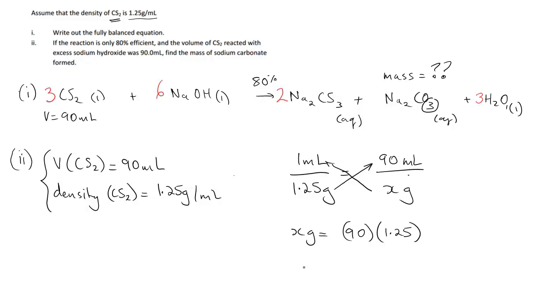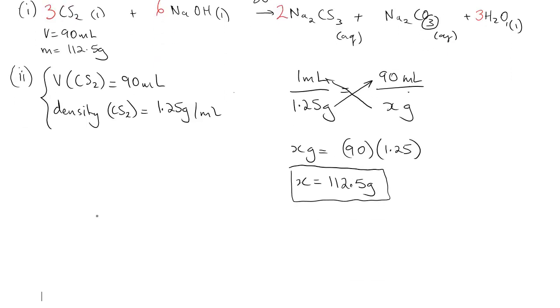Okay, so 90 times 1.25, that gives us 112.5 grams. So that's the mass of, instead of expressing it as volume, we know the mass. Mass is equal to 112.5 grams. And from that mass, we can now calculate the sodium carbonate that we want to find.